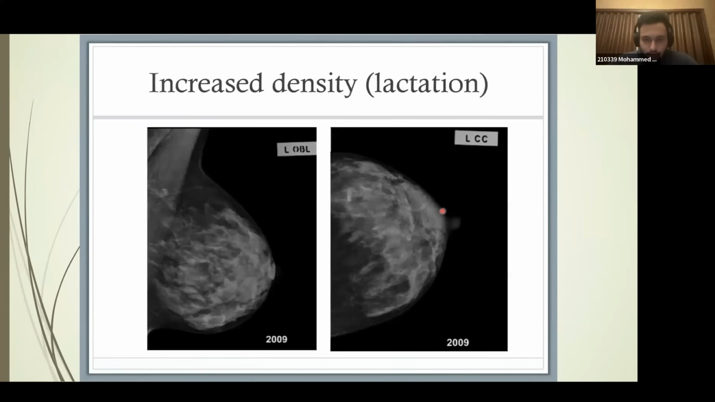So I hope the concept is clear. This is just normal increased density and more glandular. This is basically what's called MLO. And then this one is craniocaudal, it's up to down, and you can see it's very glandular. So if you have a mass over here, you won't be able to tell what this mass is, or you won't even be able to see it. So you need to use ultrasound in this case.